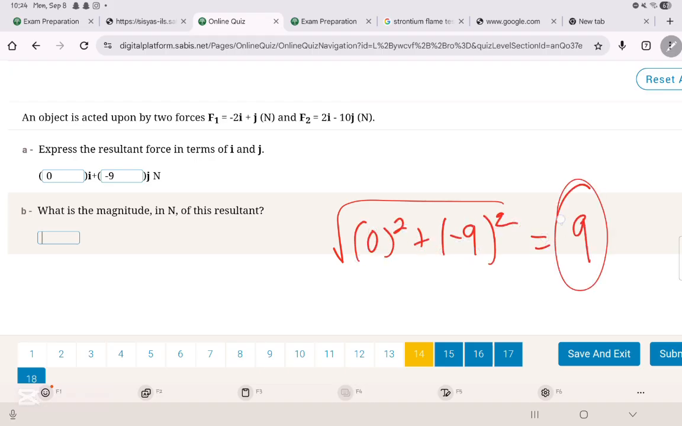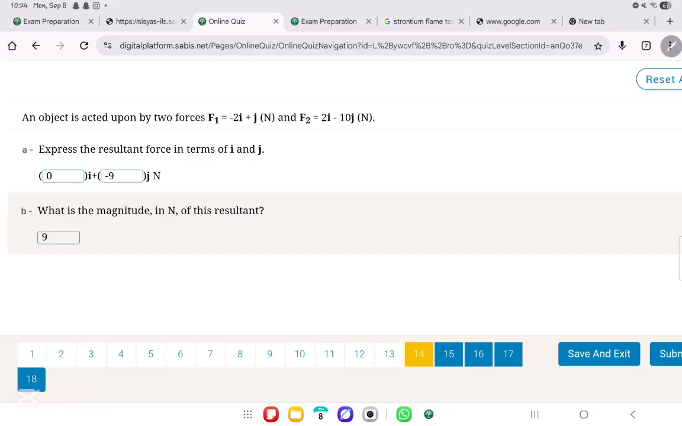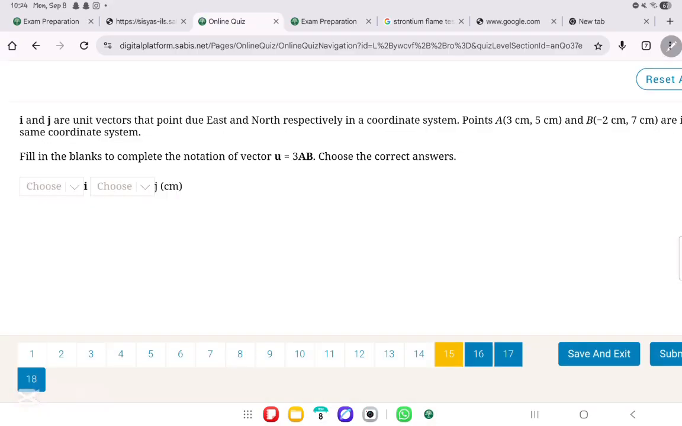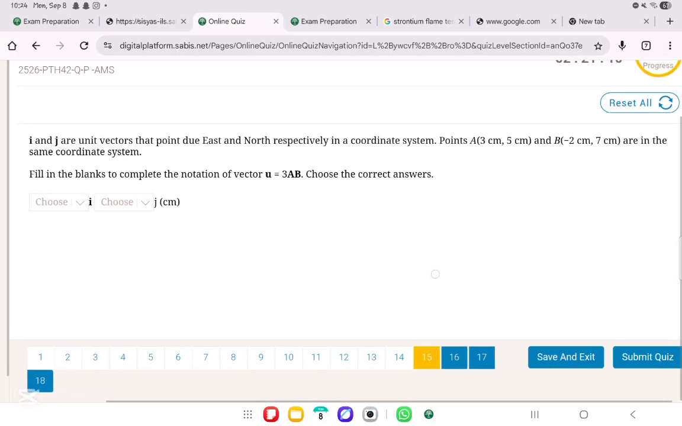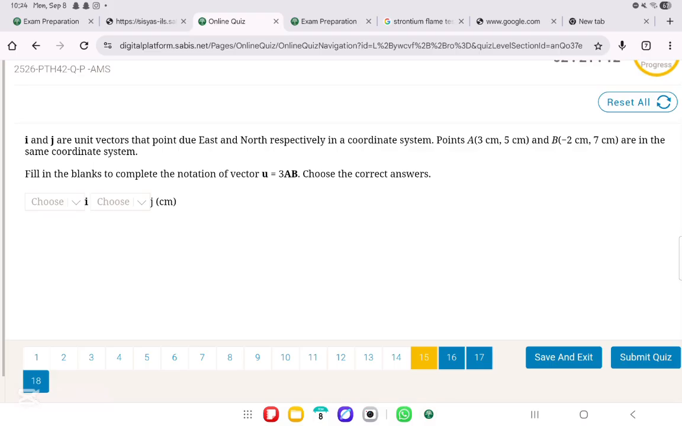Now, let's move on to question number 15. I and J are unit vectors pointing due east and north respectively in a coordinate system. Points A and B are in the same coordinate system. First of all, change them to Cartesian.